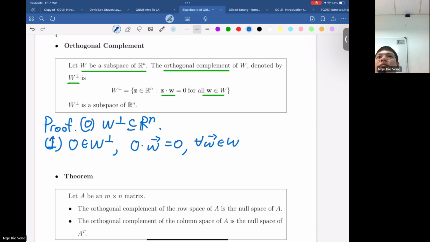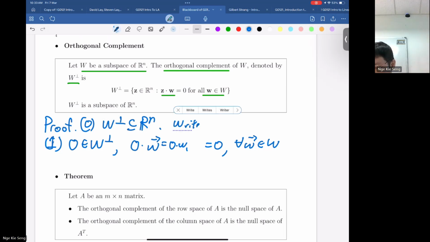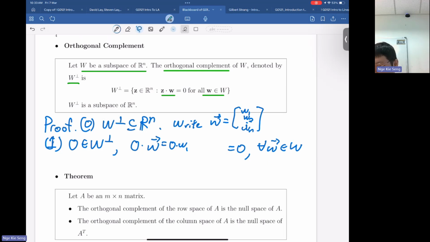Yes, right. Let's say we write W equals W1, W2, up to Wn. The dot product is just 0 times W1 plus 0 times W2, and so on. It's a sum of zeros, so you get 0. How about the second condition?